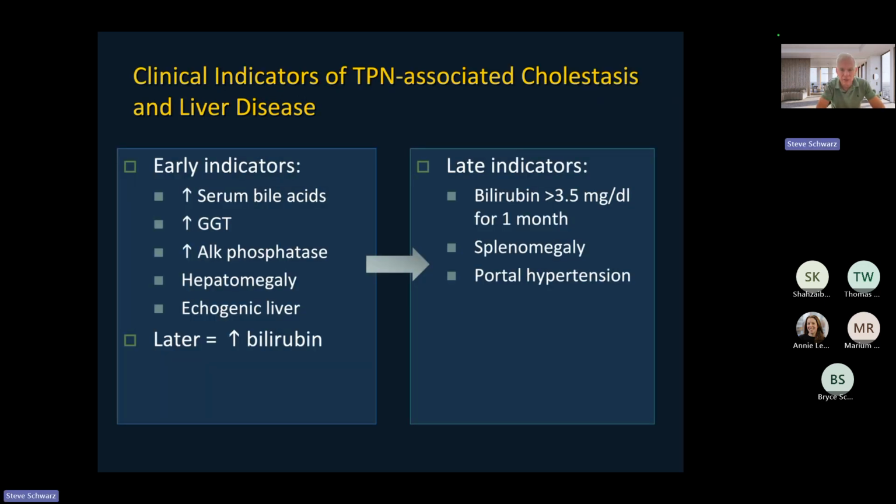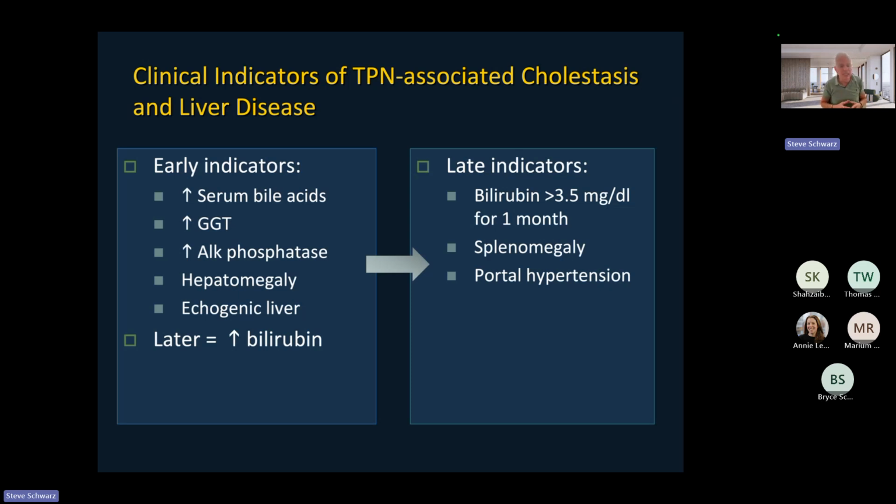The clinical indicators of TPN cholestasis and liver disease can be broken up into early and late indicators. The early indicators would be an elevation in serum bile acids, an elevation in GGT. Remember, GGT is present in the biliary canalicular cells and is very sensitive to problems with abnormal bile flow, an increase in the alk phos, and the presence, obviously, of hepatomegaly, an echogenic liver, which indicates that there's more fat in the liver. And again, this is something that goes along with cholestasis. And later on is when we get the rise in bilirubin.